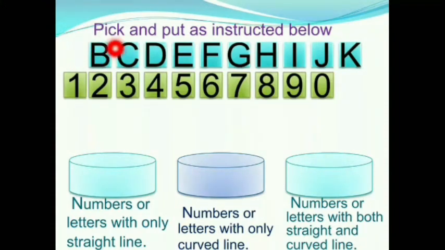Next we will move to B. Now you say which types of lines it has. It has both straight lines and curved lines. If the letter has both lines, then which box should we keep it? Yes, in the third box. So we will keep it in the third box.